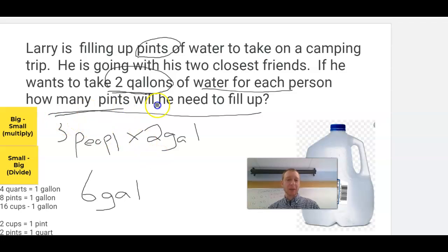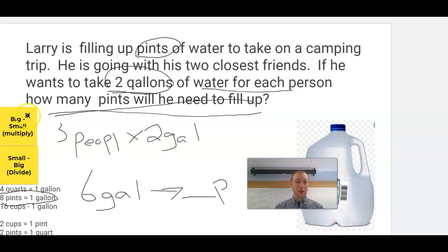But the question is, how many pints will he fill up, right? Well, let's see. How many pints are in a gallon? There's 8 pints in a gallon, right? 8 pints equals 1 gallon. So we want to convert these 6 gallons to an unknown number of pints. We're just going to write P for pints.